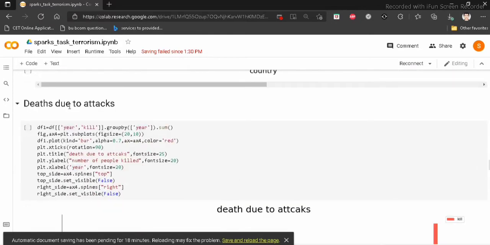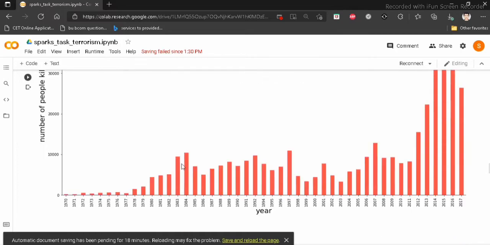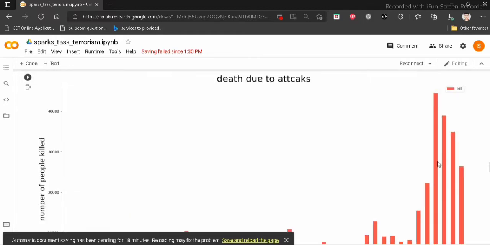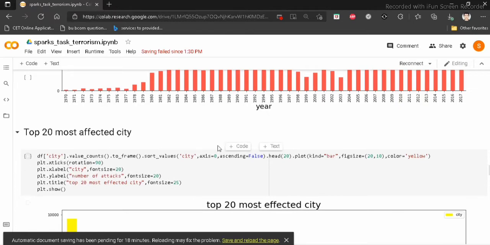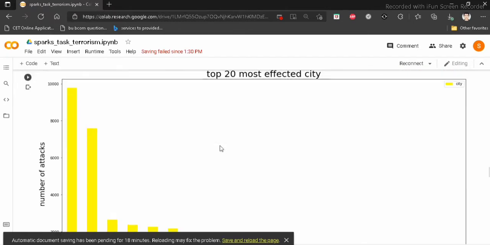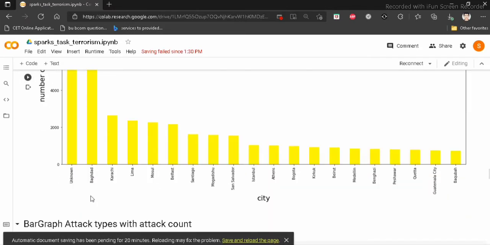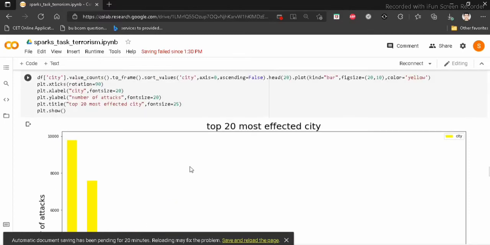Next graph has the deaths due to the attacks. The y-axis is representing the number of people killed, and the x-axis is representing the year. We can see that it is maximum in 2014. Our next graph is the top 20 most affected cities. The y-axis has the number of attacks and the x-axis has the city. We can see that Baghdad, Karachi and Lima are the most affected cities.